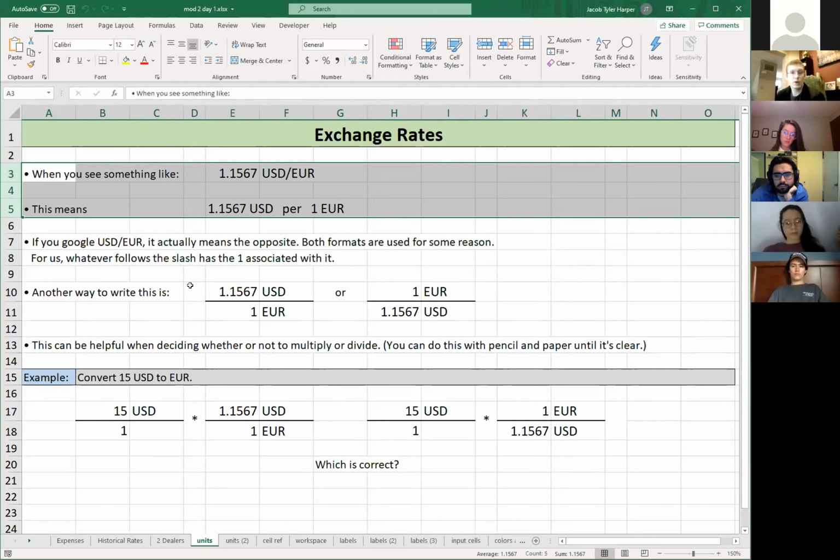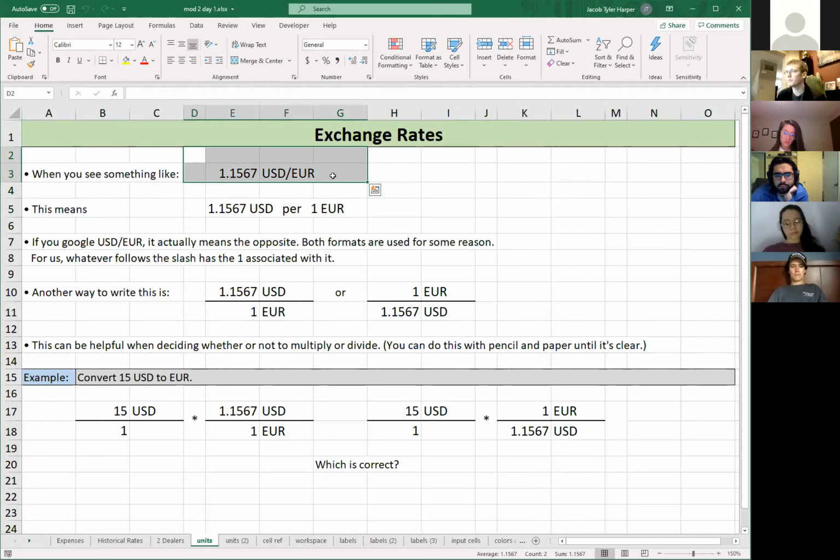Now, next thing I want to point out is if you do need to use some pencil and paper, which is fine as long as you try Excel eventually, here's how I would suggest figuring out how to do the conversions. When you have something like this, 1.1567 USD per 1 euro, you can write it as a fraction where either the 1 euro is on bottom or the 1 euro is on top. Now, why does this matter?